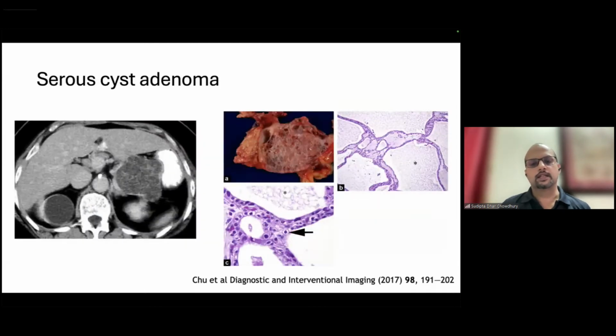Now, what is a serous cyst adenoma? Serous cyst adenomas, on the other hand, are neoplastic cysts. They usually have an irregular nature. They're composed of both microcysts, small cysts, as you can see here in the gross specimen, and macrocystic features. They're lined by cuboidal epithelial cells and have these small microcysts within the lesion.